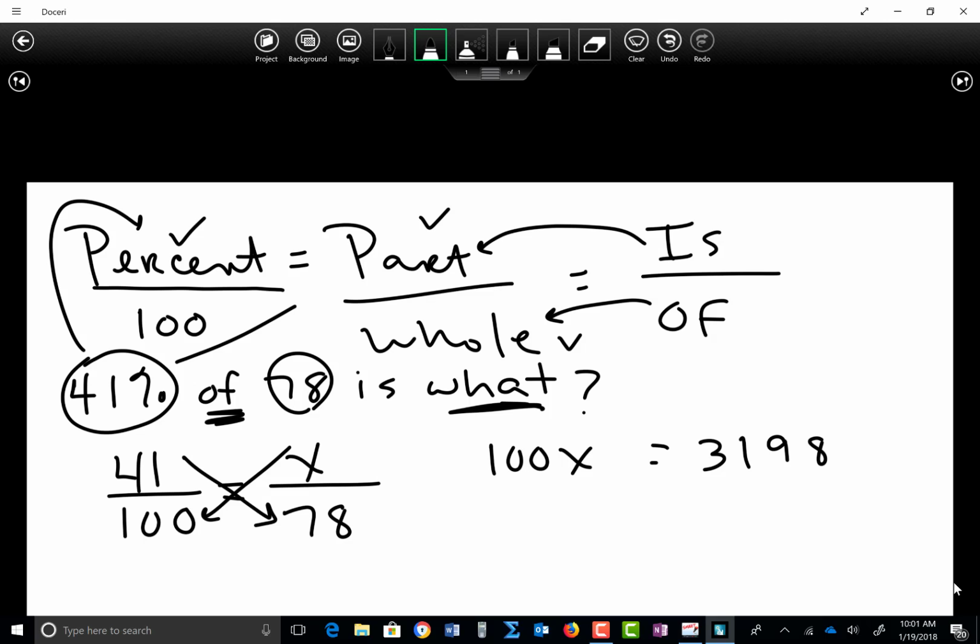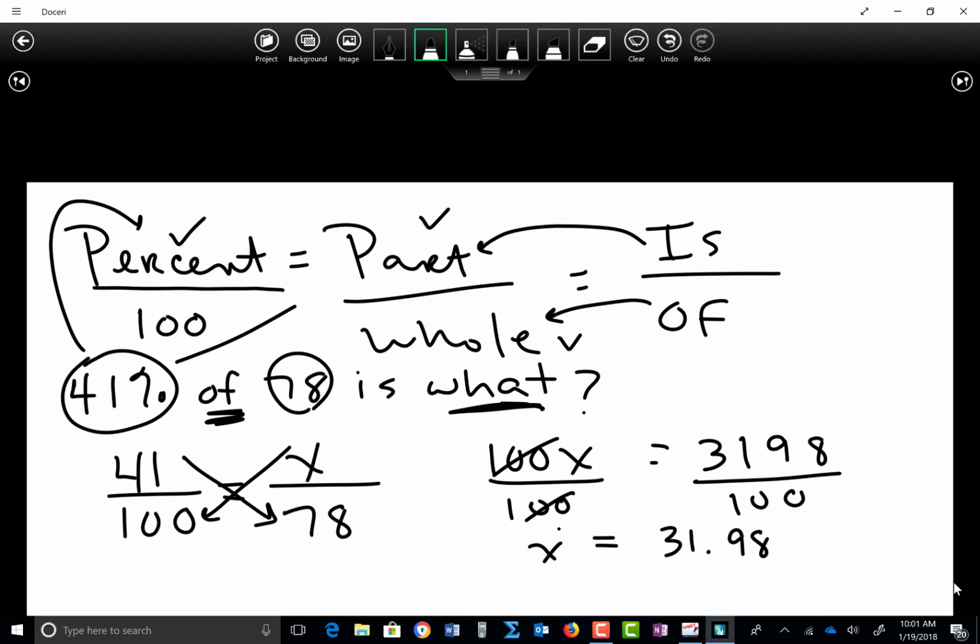3198. And whatever's next to the variable, you're going to divide both sides by that. So when we divide this side by 100, the 100 cancels and we're left with the x, which is what we want. And when we do 3198 divided by 100, we have 31.98. So when you take a look at that, let's see if it makes sense. 41% of 78 is 31.98.